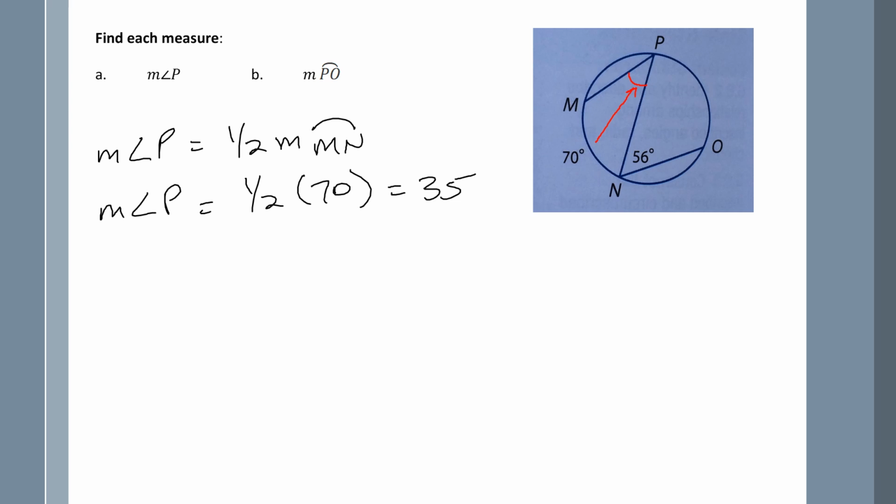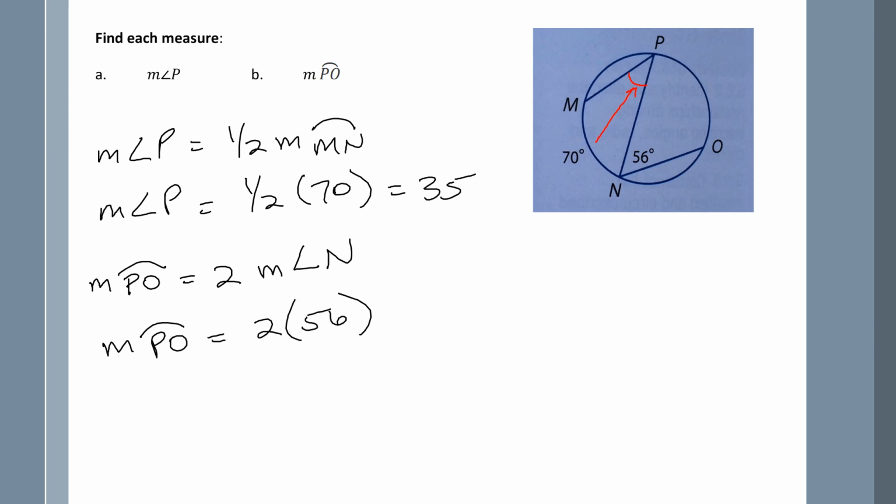So the measure of arc PO is equal to 2 times the measure of angle N, right? We double it then. So the measure of arc PO is 2 times 56, which is equal to 112.